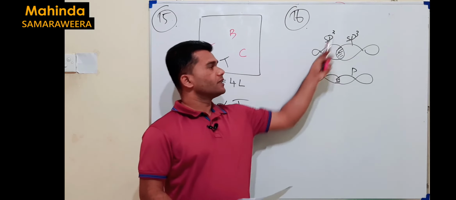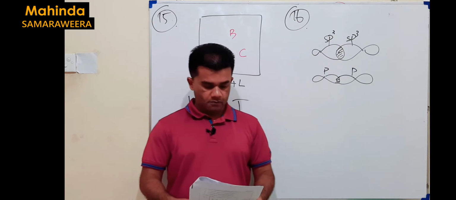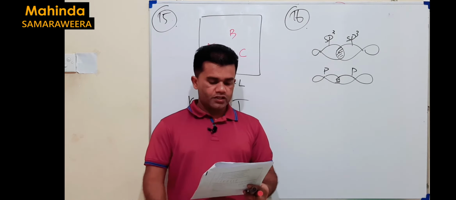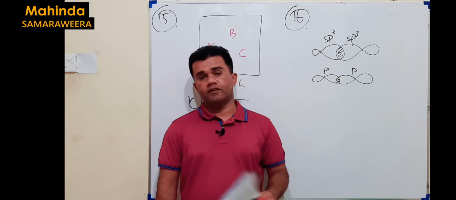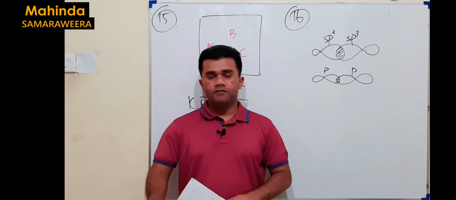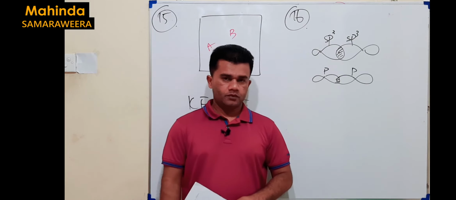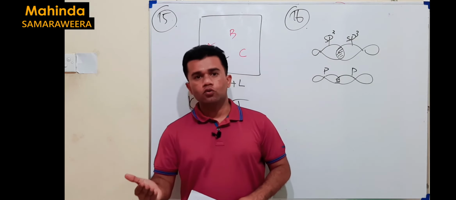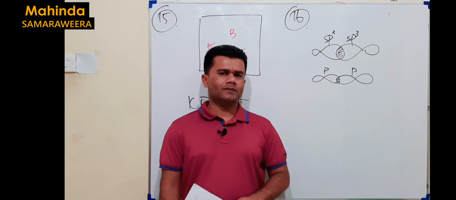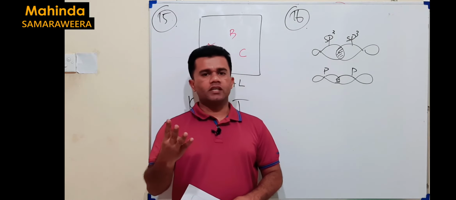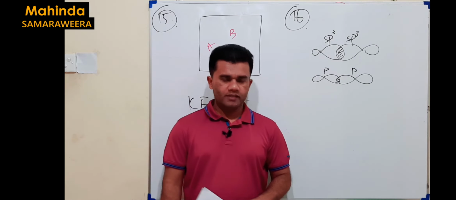Linear overlapping, the result is sigma bond. Orientation of hybrid orbital depends upon the type of hybridization? Yes. If it is sp, it's linear, only 2 hybrid orbitals. sp2, there are 3 hybrid orbitals, then trigonal planar. sp3, there are 4 hybrid orbitals, then tetrahedral.